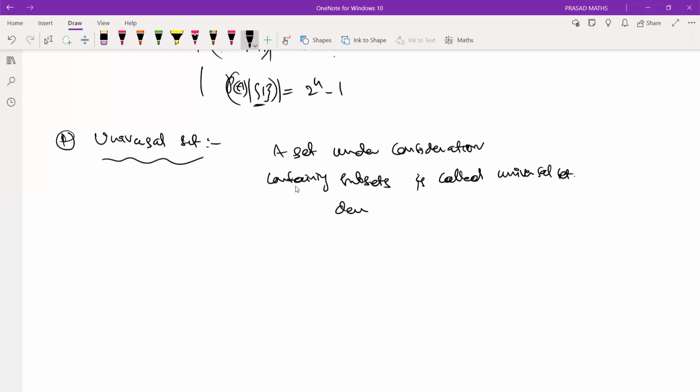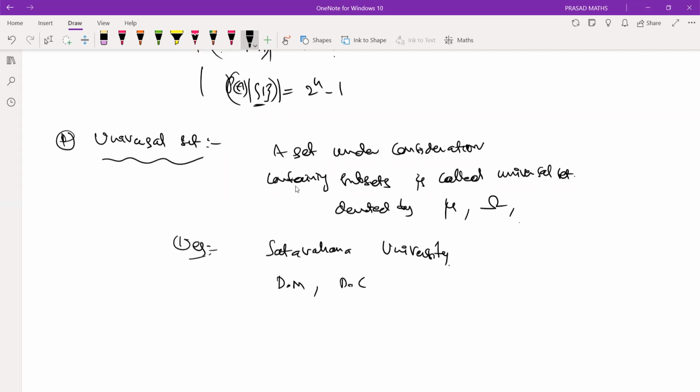Right? Simply denoted by, there are so many letters. You can use mu or this notation. Suppose, let me give an example. Suppose my Satavahana University. This is my university. We have a department of mathematics, department of chemistry, department of English, department of Telugu, political science, department of MBA, commerce, business management. So these are nothing but elements in Satavahana University. Yes or no? So this department of mathematics is always a subset of Satavahana University.